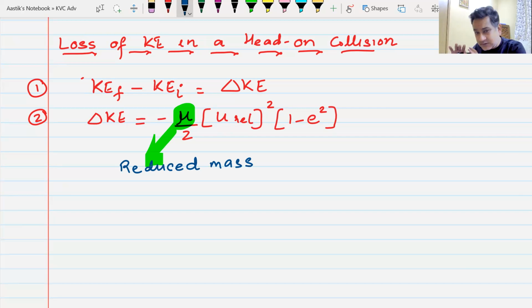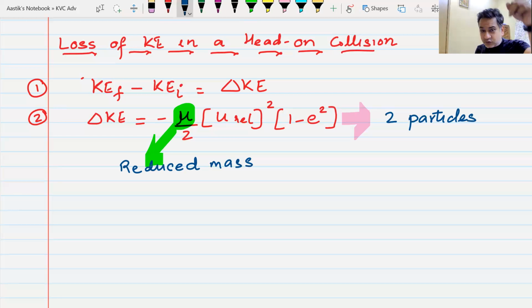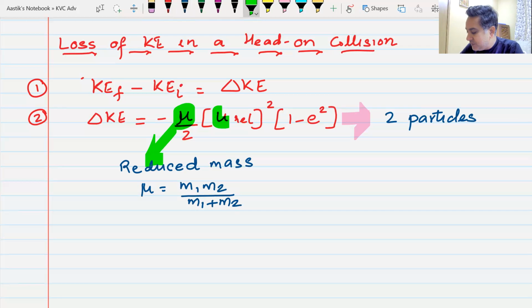If there are more than two particles, this formula cannot be applied because we cannot find out the reduced mass. So it is a very simple case. This formula is only applicable for a collision of two particles. Remember that. Not more than two, because if it is more than two, this formula does not apply. Then you have to go to the original formula. Reduced mass mu can be written as m1 m2 upon m1 plus m2. This u relative is the relative velocity, so you can write it magnitude-wise as u1 minus u2, or u2 minus u1.